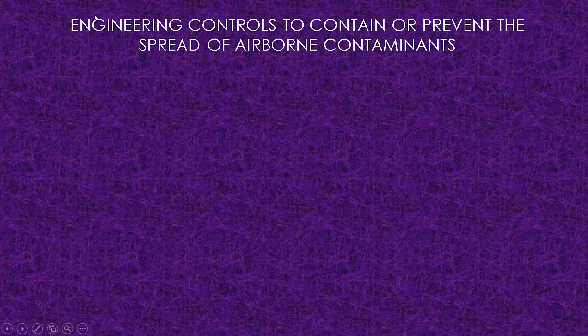Now we can discuss the engineering controls to contain or prevent the spread of airborne contaminants. In this tutorial we discuss the methods with the help of which we can control the spread of airborne contaminants that are present in air.